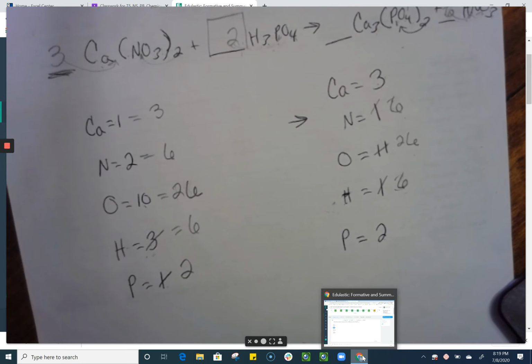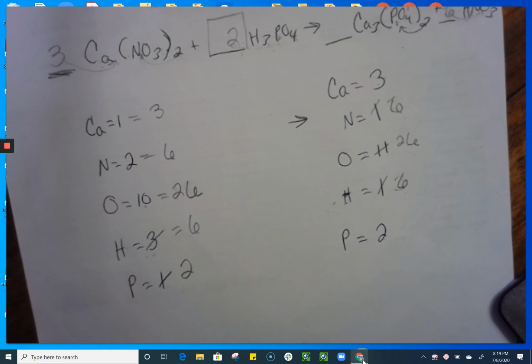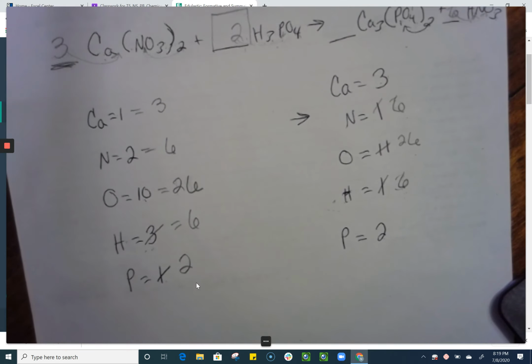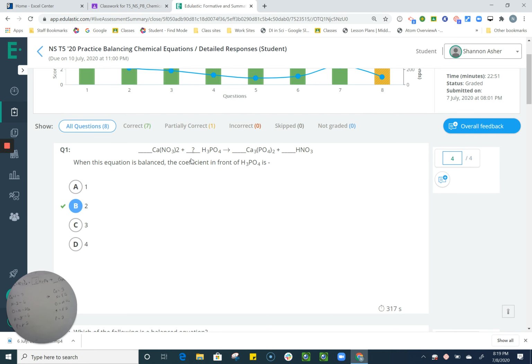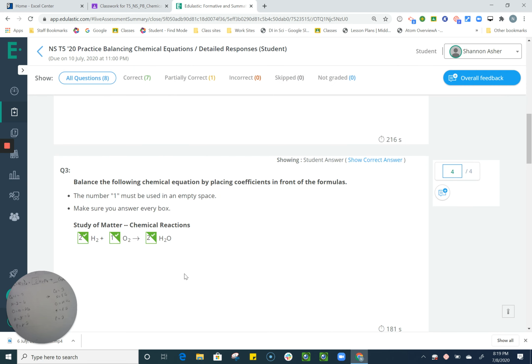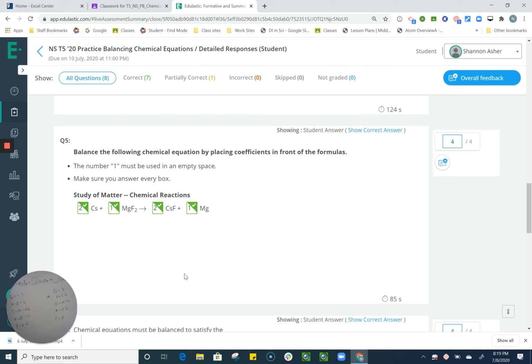I have to think for a moment. The coefficient in front of H3PO4 is 2. Okay. That's how you process these equations. That's an easy one. We've done that one. So I'm going to stop here, and I'm going to post this, and we'll see how y'all are doing.